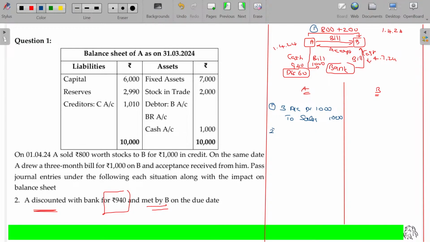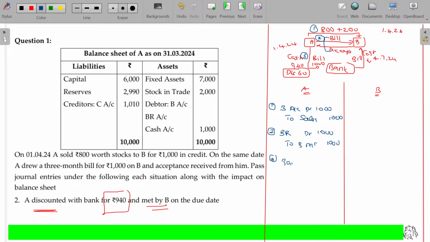The second entry is for drawing the bill and getting the acceptance from B. I'm getting the BR. BR is my asset, so it is debited, and B account is now released. Later on, I send the BR and get the cash. But the BR is given to whom? The banker. So the third entry.